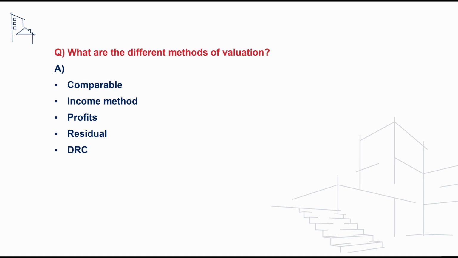And finally, we can reference the DRC method, or depreciated replacement cost method, and this is where the current cost of replacing an asset with its modern equivalent is assessed and also takes into account the deductions for physical deterioration and all other relevant forms of obsolescence and optimization. DRC is used where there is no active market for the asset being valued.